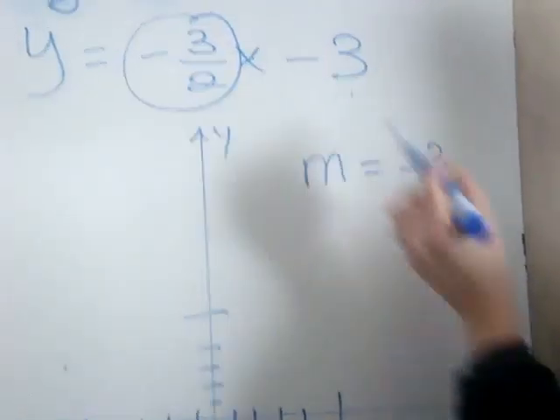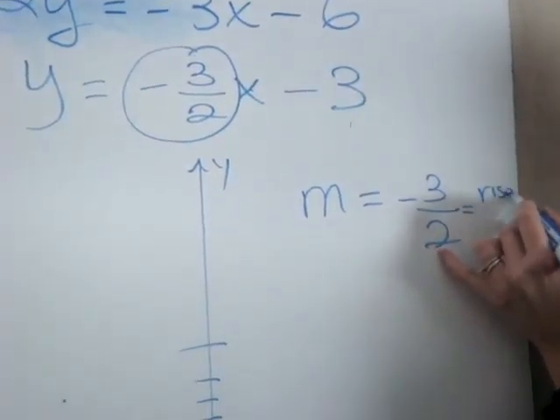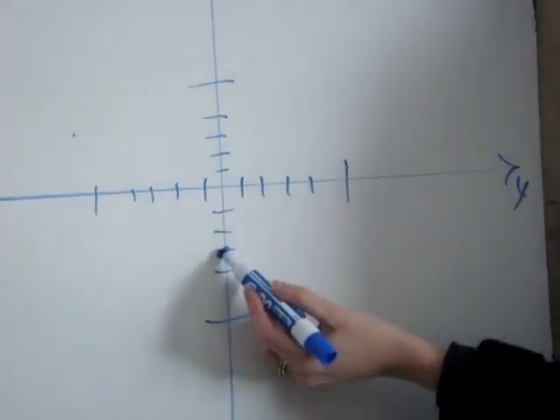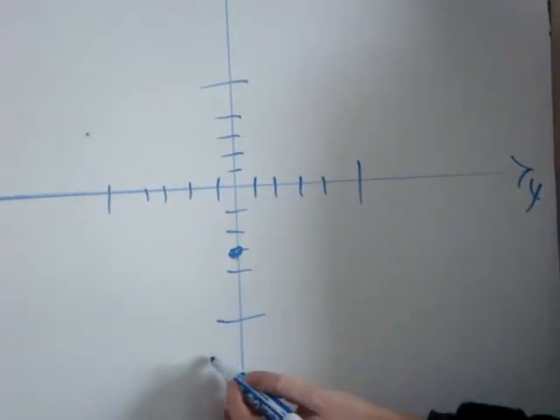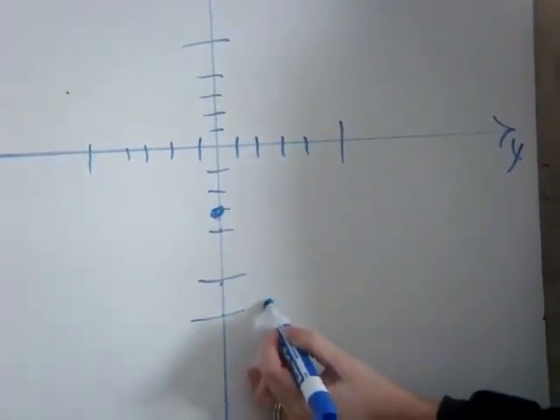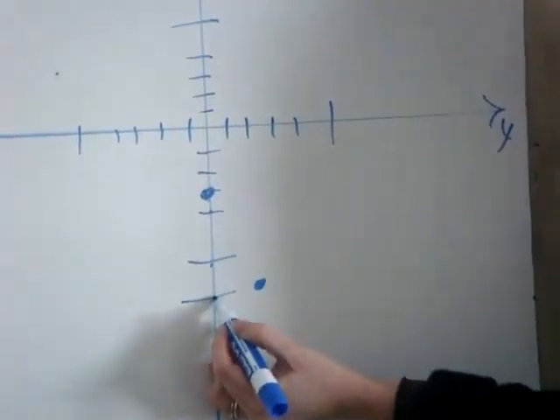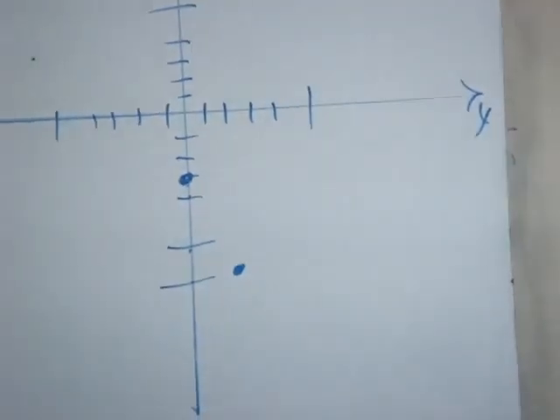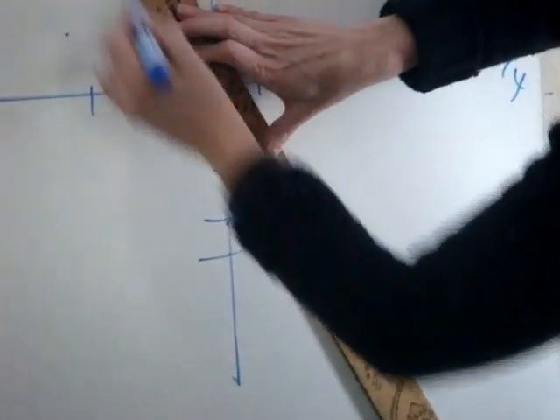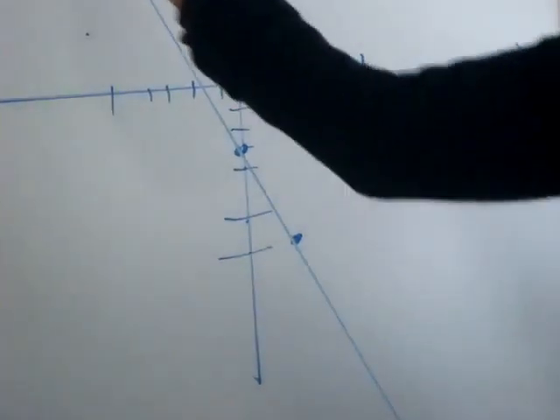This is our slope. Slope is rise over run. We start at our b and we rise 3, which means we fall 3. So 1, 2, 3, and we run 2. 1, 2. And down 3/2, and then we have our line. We just connect our 2 points. And we have a nice line.